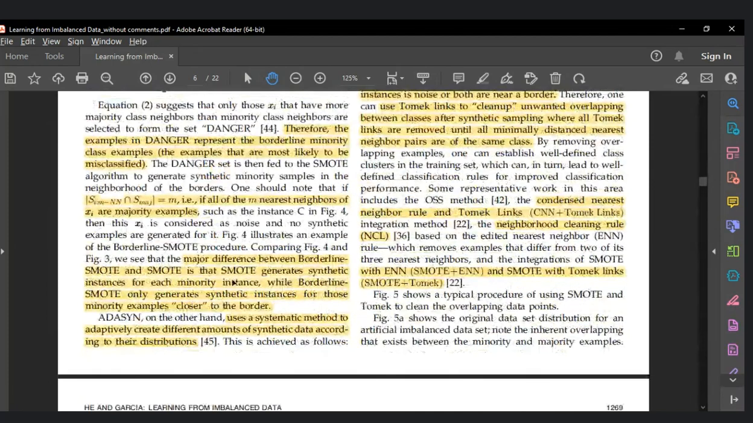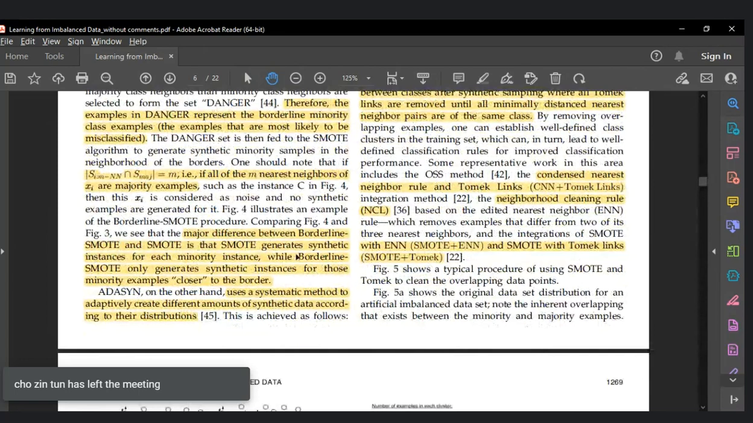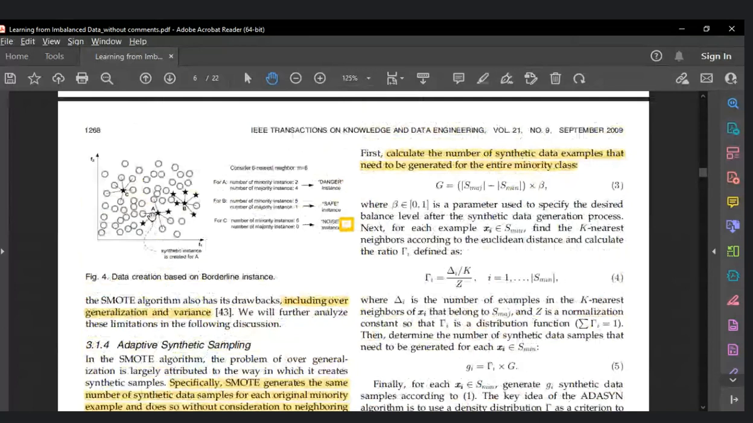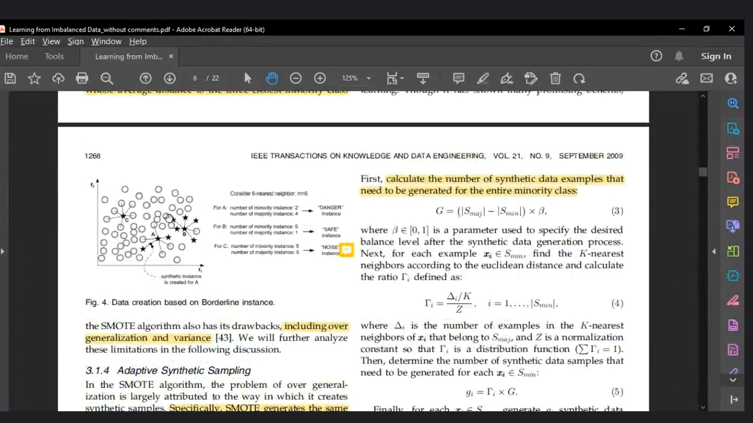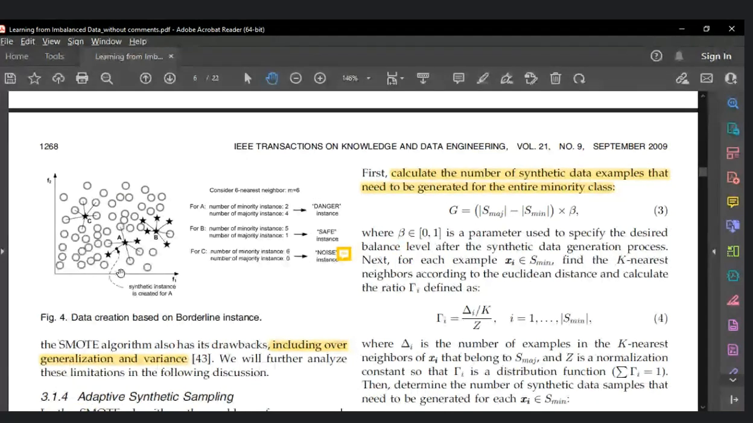Let's just go through this quickly as well. A major difference between borderline SMOTE and SMOTE is that SMOTE generates synthetic instances for each minority instance, whereas borderline SMOTE only generates synthetic instances for those minority examples closer to the border. As you can see, it is not generating synthetic instances everywhere. Let's say there is no synthetic instance between these two stars, but there is one in between these two. In that case, it is not creating the extra noise that SMOTE creates.